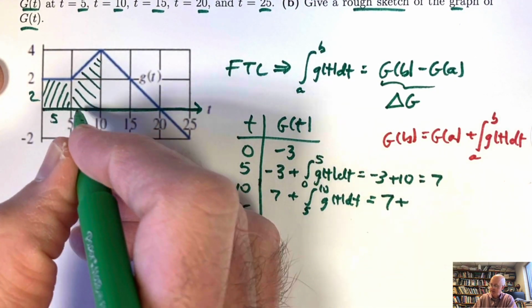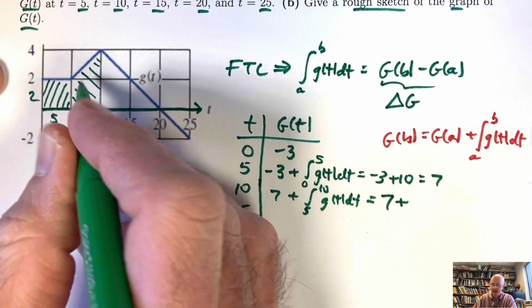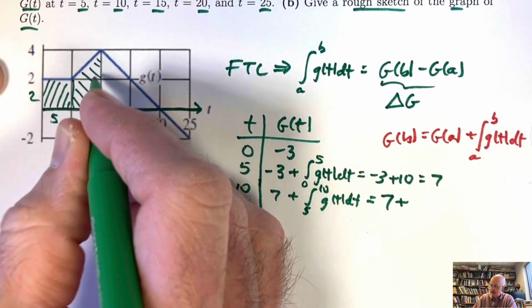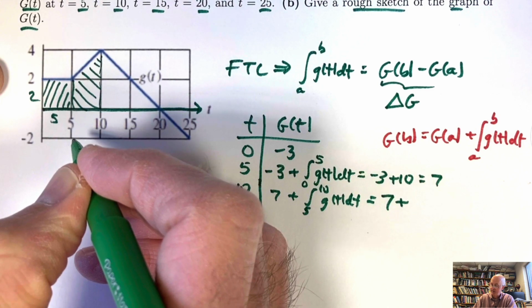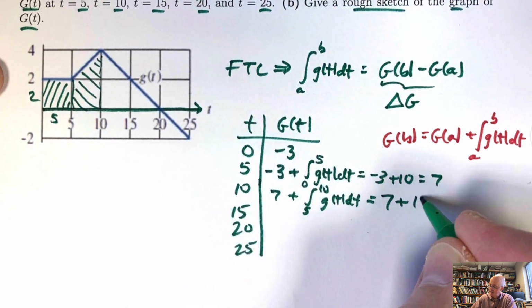The area of a trapezoid is the base, which is 5, times the average of the heights. The height over here is 2. The height over here is 4. The average of 2 and 4 is 3. 5 times 3 is 15. That's going to be what the integral is.